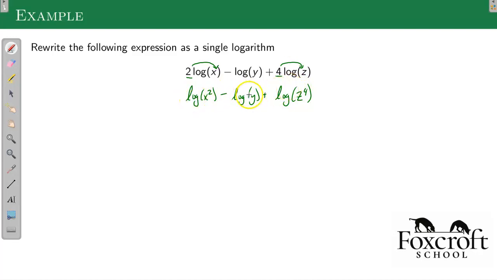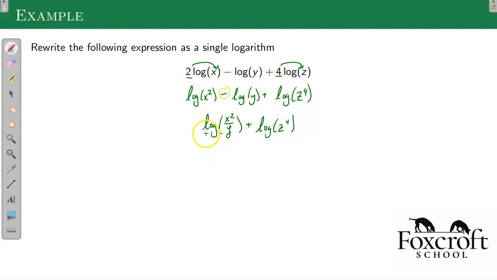And then I can only combine 2 logs at a time using my rules. So I can combine these first two. I see there's a minus sign between them. So just like our last example, we can combine those into a single log. We take the first term and we divide it by the second term. All right, and this term we haven't touched yet.